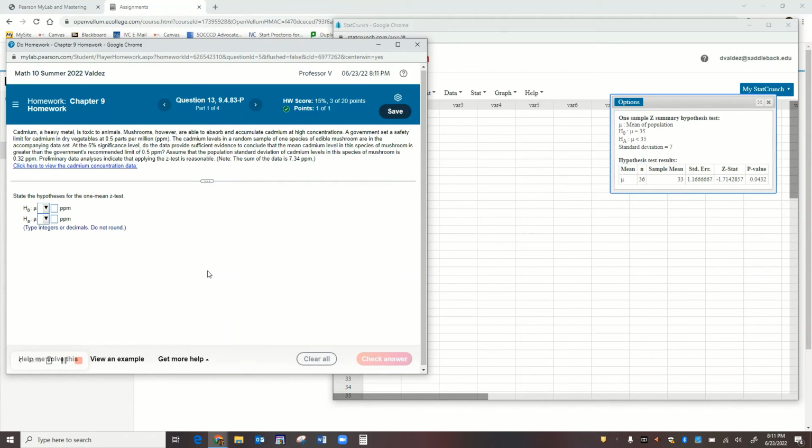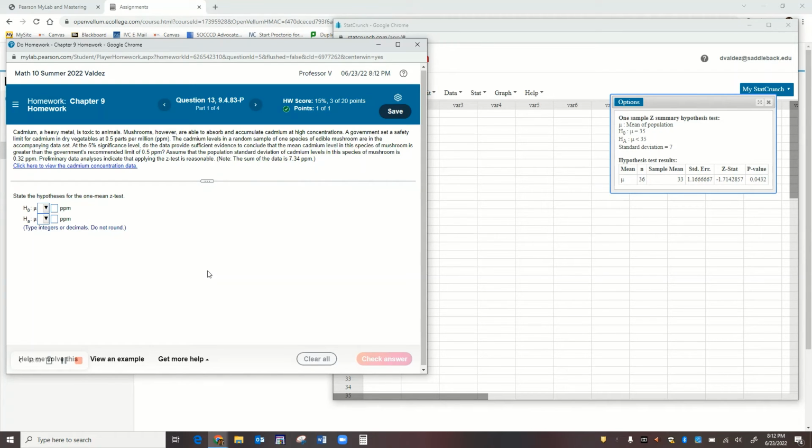Cadmium, a heavy metal, is toxic to animals. Mushrooms, however, are able to absorb and accumulate cadmium at high concentrations. A government set a safety limit for cadmium in dry vegetables at 0.5 parts per million. The cadmium levels in a random sample of one species of edible mushroom are in the accompanying data set. Okay, so they're going to give us a bunch of values. At the 5%, my brain already makes it 0.05, significance level.